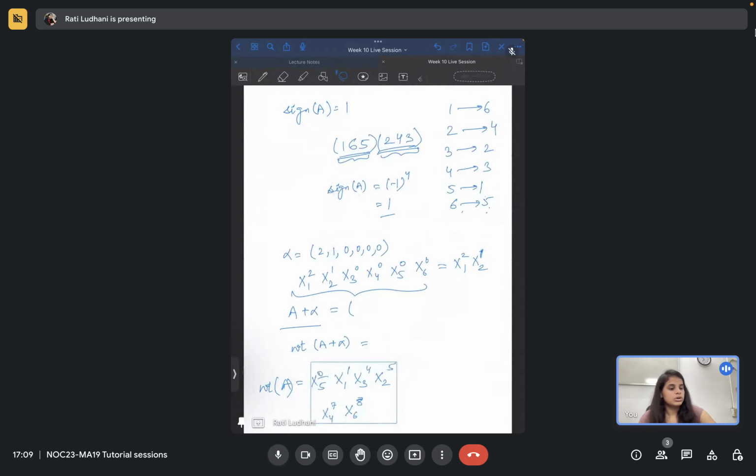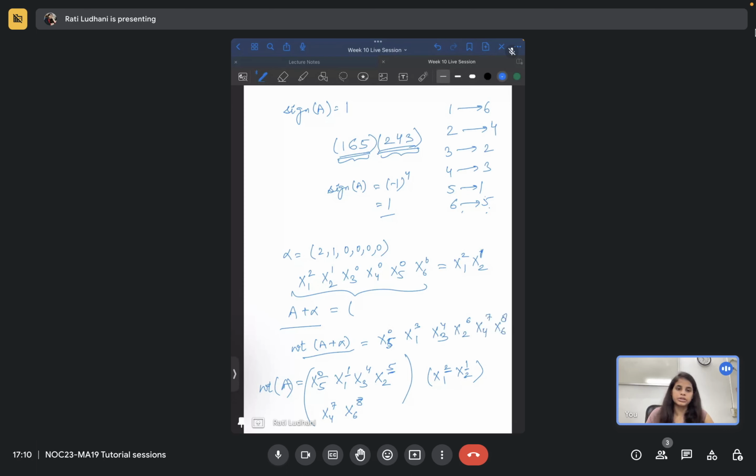Now you multiply in this by x1 squared x2 raised to power 1. So what will you get? I'm writing in terms of weight, so I'm already multiplying. So 5 will be as it is, x1 will be 1 plus 2, this will be 3, x3 raised to power 4, x2 raised to power 5 plus 1 is 6, x4 raised to power 7, and x6 raised to power 8. So this will be the weight of a plus alpha.